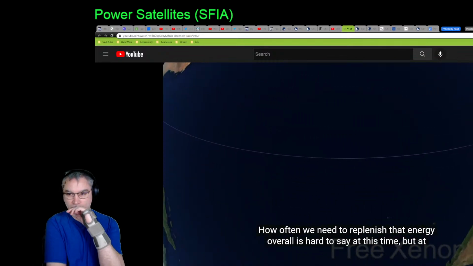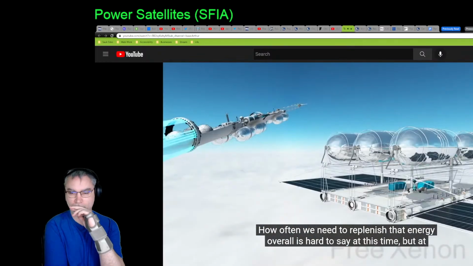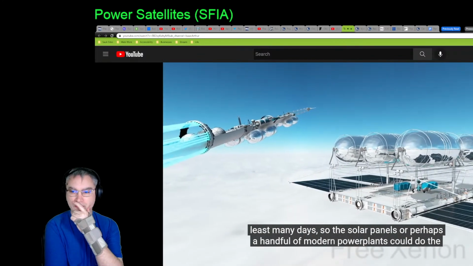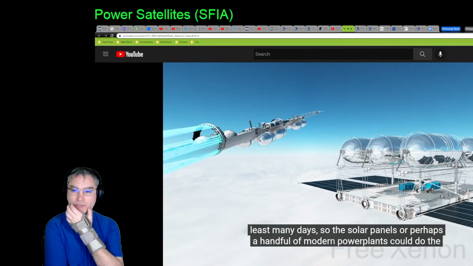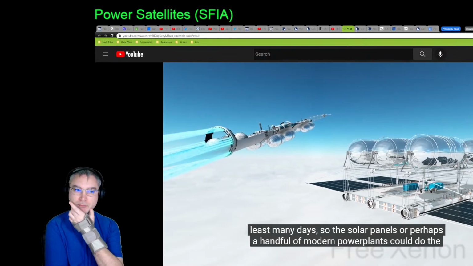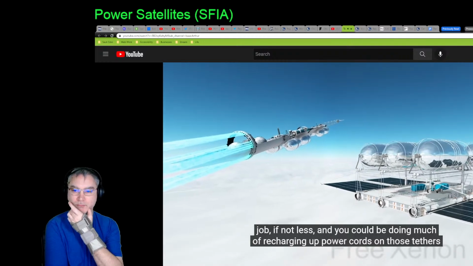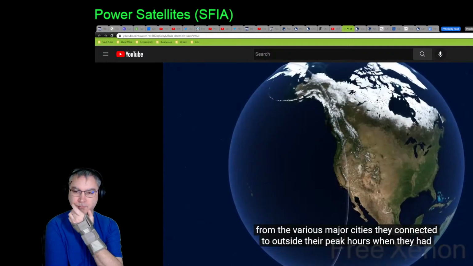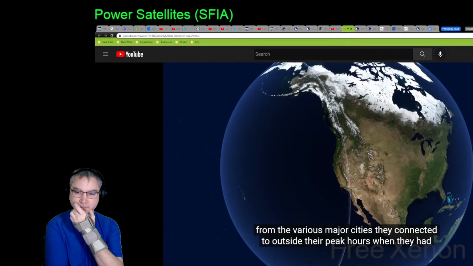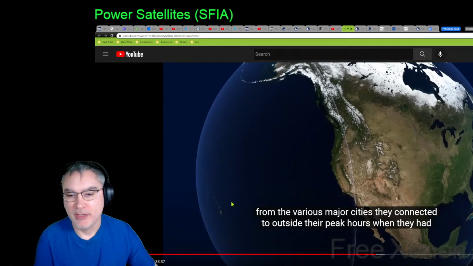How often we need to replenish that energy overall is hard to say at this time, but at least many days, so the solar panels or perhaps a handful of modern power plants could do the job, if not less, and you could be doing much of this recharging up power cords on those tethers from the various major cities they connect to outside their peak hours when they had a surplus of solar.